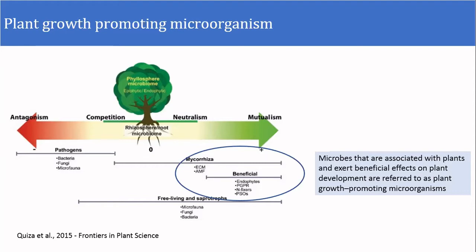And between antagonism and mutualism, there is also competition and neutralism. Between plants and microbes there can be competition for nutrients, but that will not have any pathogenic or negative impact on the plants. In the case of neutralism, the microorganisms and plants do not interact, in the sense that they do not affect the growth of the other. So what we are interested in is the beneficial or mutualistic interaction.